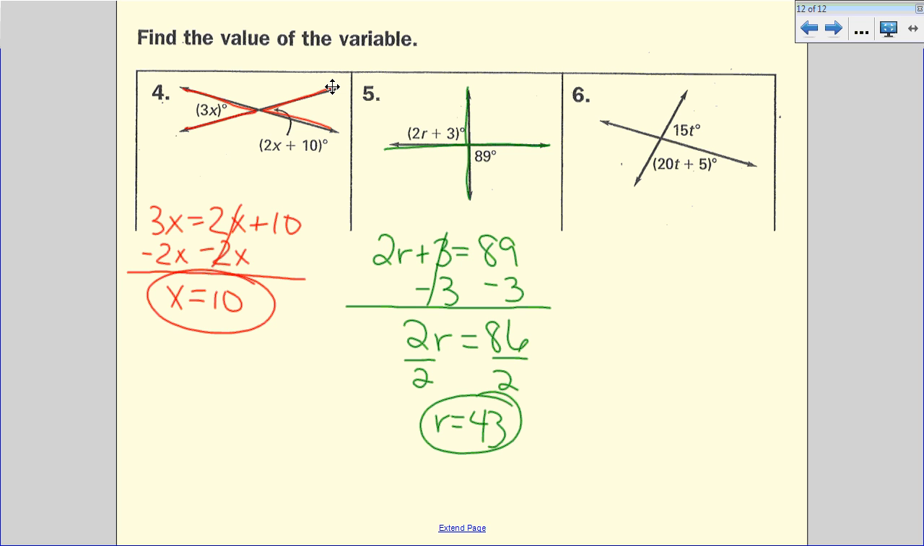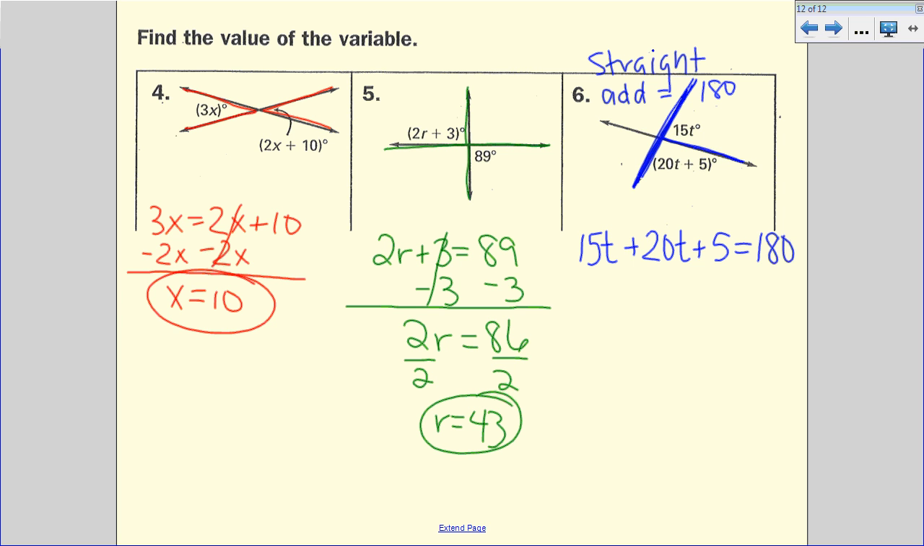Now this last one looks a little bit different. If I outline my two angles, I don't end up making two V's. What I end up making here is this straight line. And so that means what we understand from our linear pair postulate is that those two angles are supplements. So if you make a straight line, you have to add my two angles together and set them equal to 180.